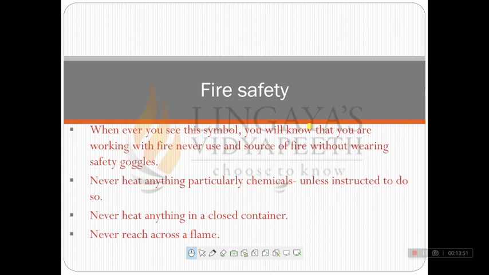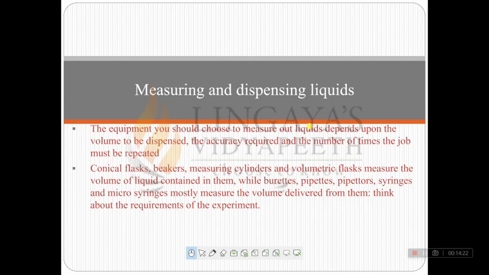Never use any source of fire without wearing safety goggles. Never heat anything, particularly chemicals, unless you are instructed to do so. Never heat anything in a closed container, and never reach across a flame. To avoid the fire spreading, you should never heat anything in a closed container. You should not reach across the flame, and you should not heat particular chemicals unless you are instructed to do so.